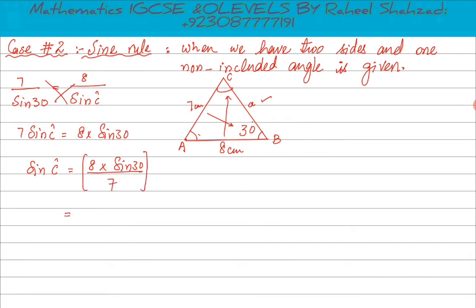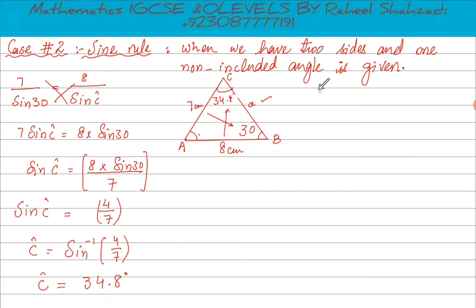So this is going to be sine C equals 4 by 7, and then sine inverse of 4 by 7 is 34.8. So angle C we get is 34.8 degrees. Okay, that's how we apply sine rule. It's 7 divided by sine of 30 equals 8 divided by sine C. And that would be simply a cross multiplication, 8 sine 30 upon 7, and we have sine inverse, that is 34.8. Now we have two angles, we can add them and subtract them from 180.